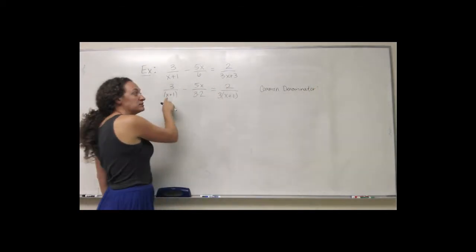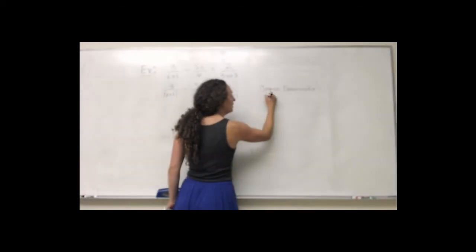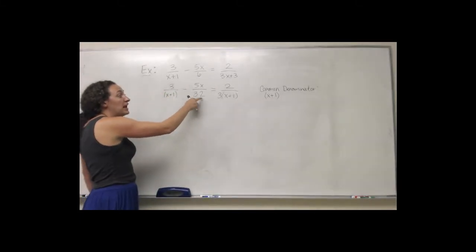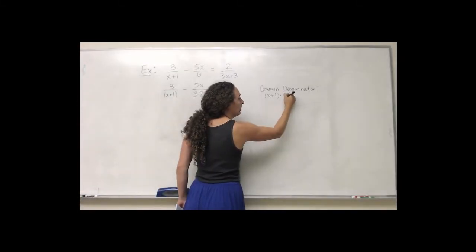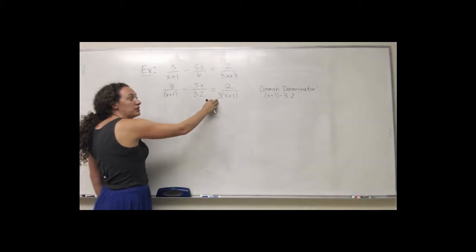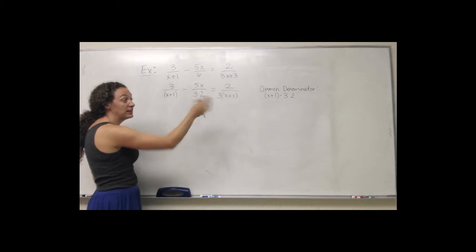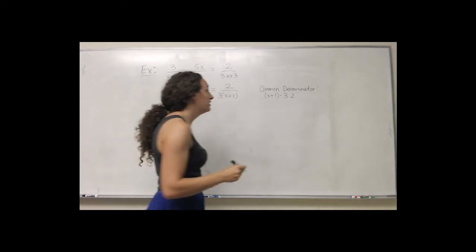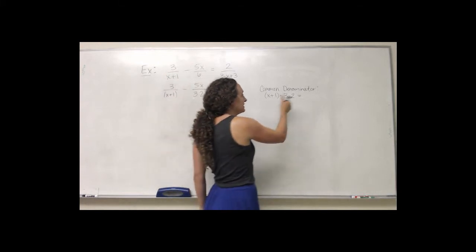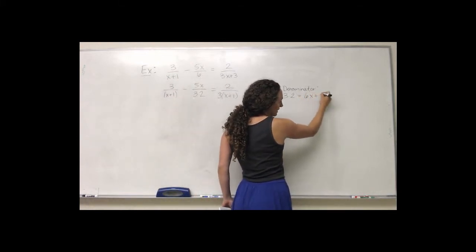Okay, so we need an x plus 1, definitely. We're also going to need a 3 and a 2. Now notice when we look at this one, we've got 3, that's already there. We've got x plus 1, that's already in our common denominator. So this is our common denominator. It's going to be 6x plus 6.